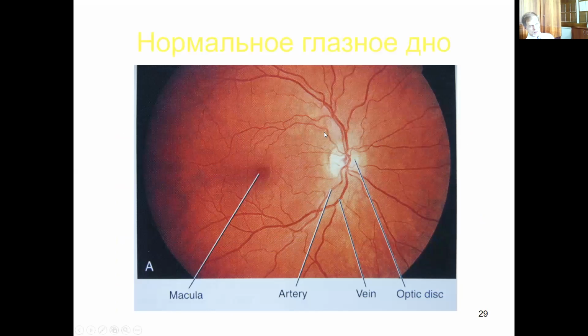So, I will show a picture. This is the normal bottom of the eye, or ocular fundus. You can see this picture if you use a special device, an ophthalmoscope. This is usually used by ophthalmologists.